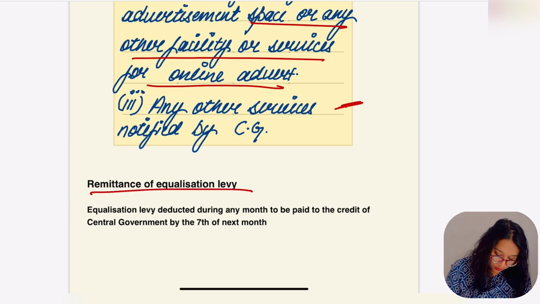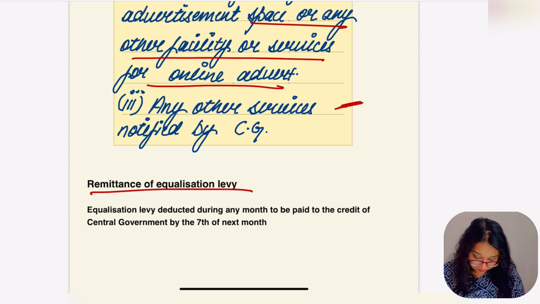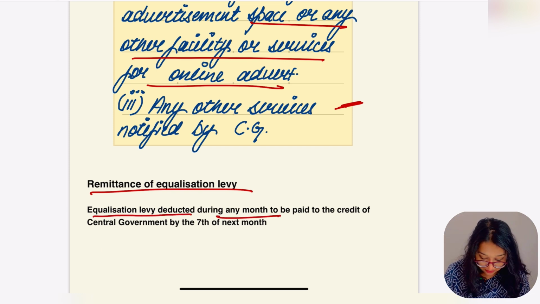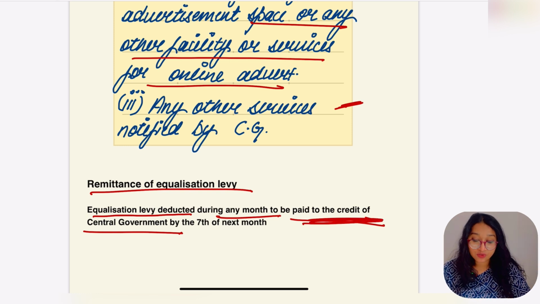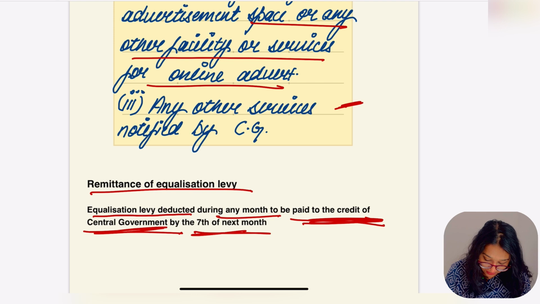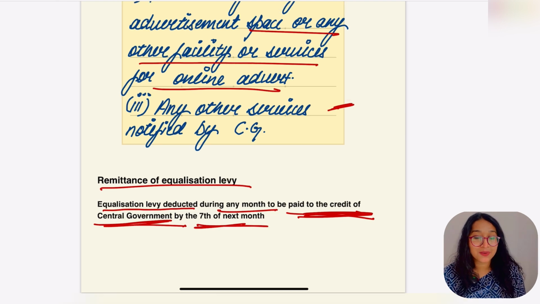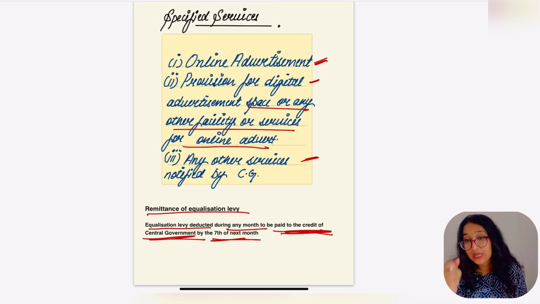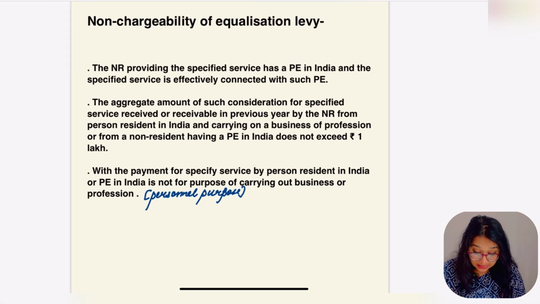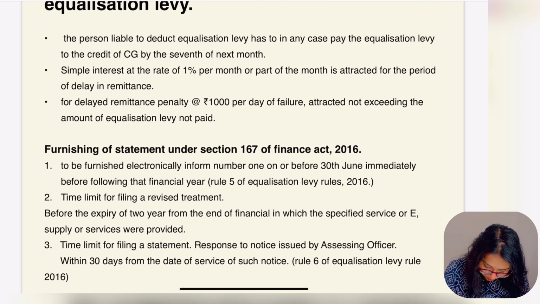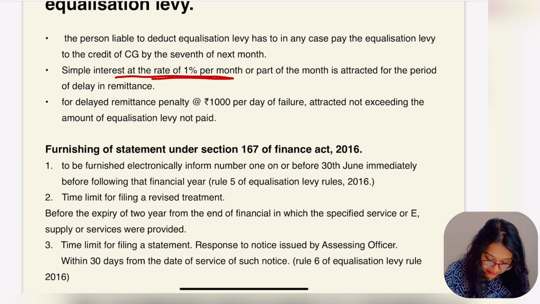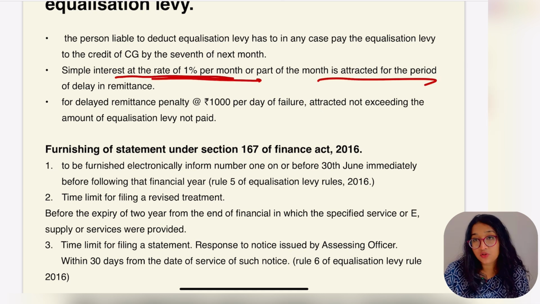Yes, I told you remittance of equalization levy is to be done. Let's see, equalization levy deducted during any month is to be paid to the credit of the central government by 7th of next month. Remember, by 7th of next month. But what if somebody deducts it and does not deposit it to the central government by 7th of next month? In that case, let's check what will happen. Interest of 1% per month or part of month is attracted, or the penalty.